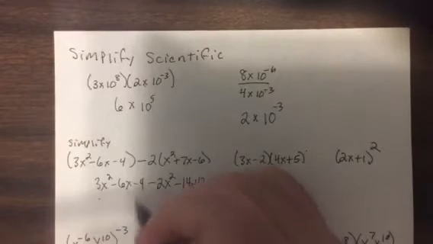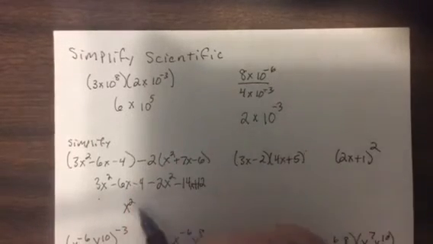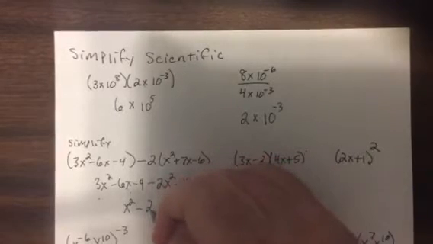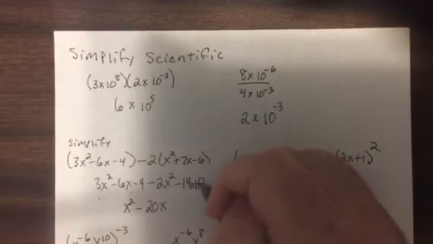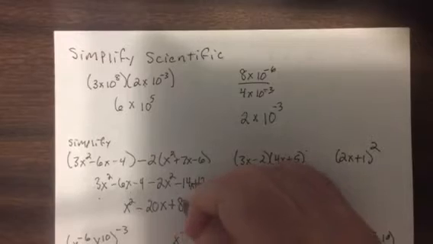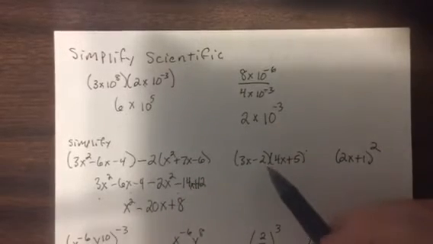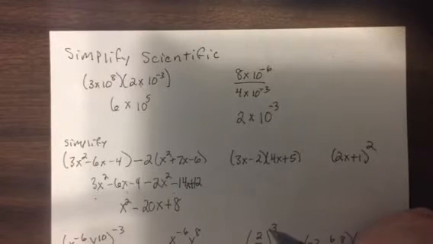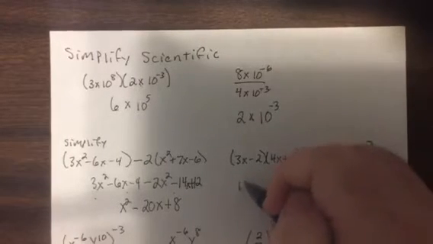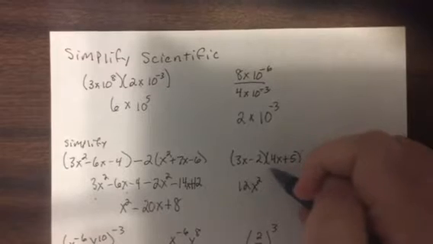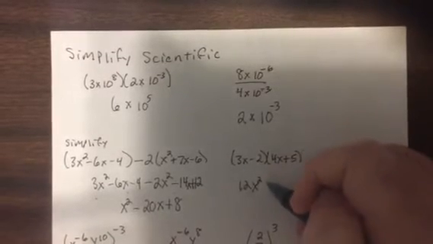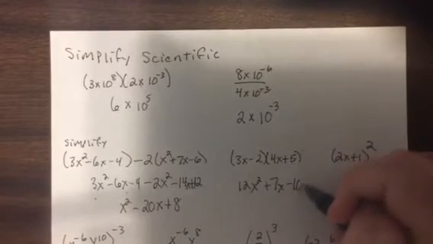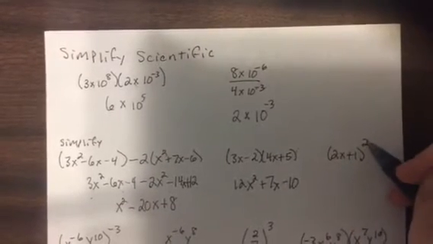So 3x squared minus 2x squared is x squared. Minus 6x minus 14x is minus 20x. Then minus 4 times 12 is plus 8. Oh, I see parentheses next to each other, so that means we need to foil it. So it'd be 12x squared minus 8x plus 15x is plus 7x. And then minus 10. Oh, I see a square.